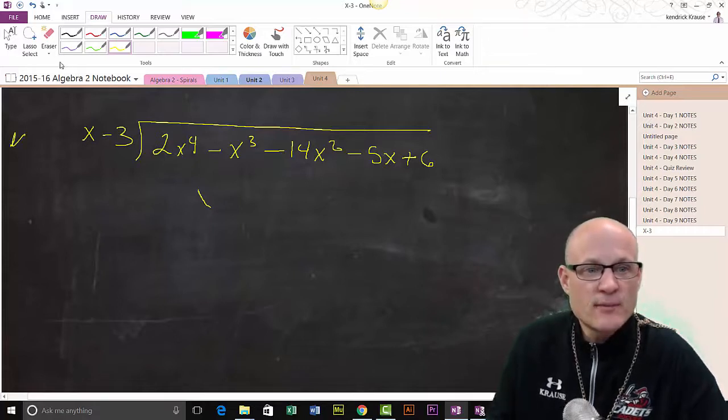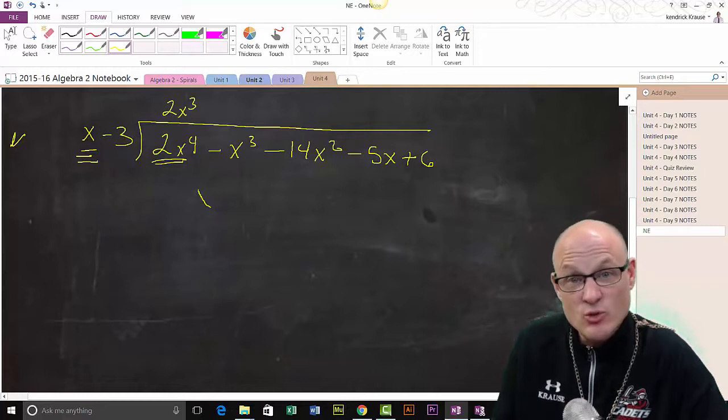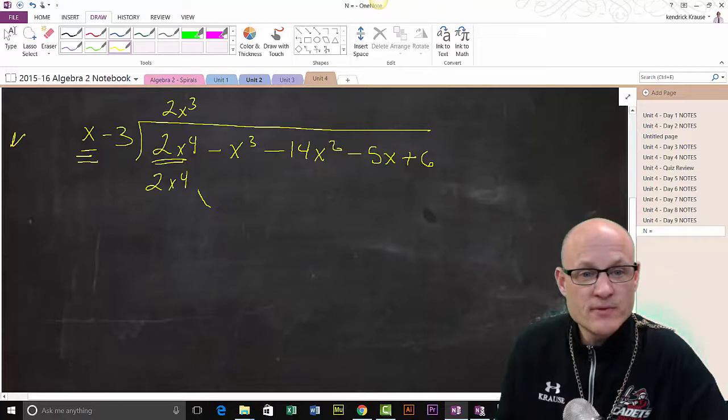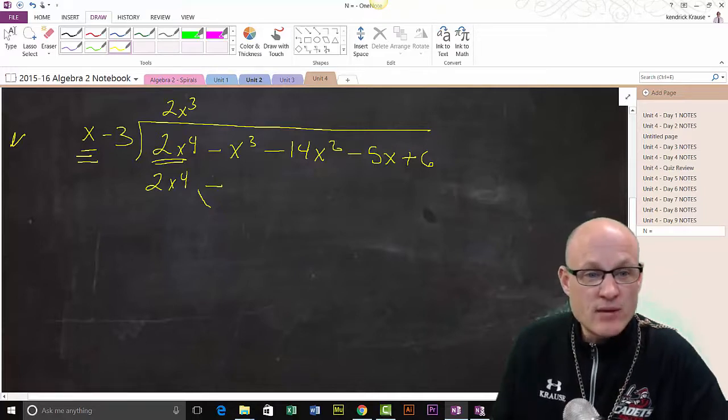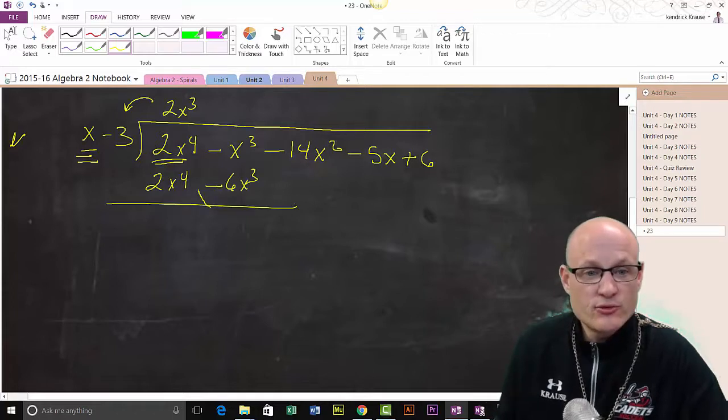Okay, so what we're going to do is figure out always what this goes into this. So x times 2x cubed gives me 2x to the 4th. So I'm going to multiply 2x to the 4th minus, now I multiply these two, 6x cubed. Minus, and this becomes a plus.